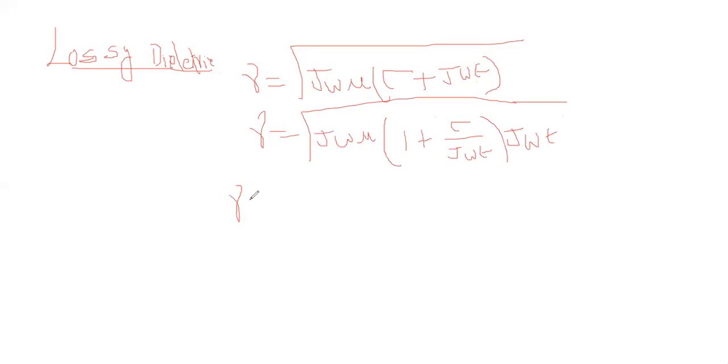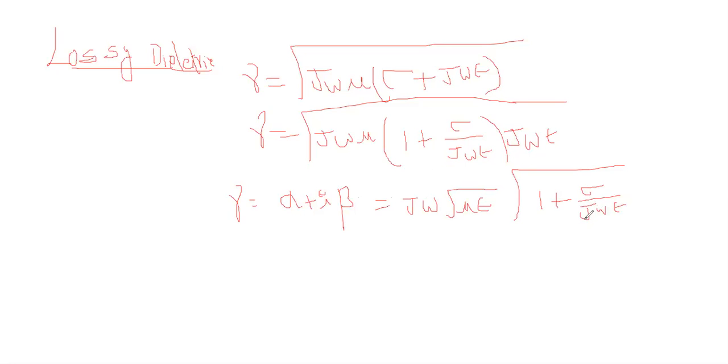Now gamma is equal to alpha plus j beta. That is equal to the square root of j omega, multiplied by j omega times mu epsilon under the root, and this function is also under a root: the square root of 1 plus sigma by j omega epsilon.